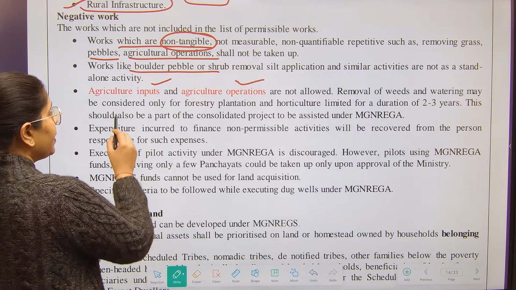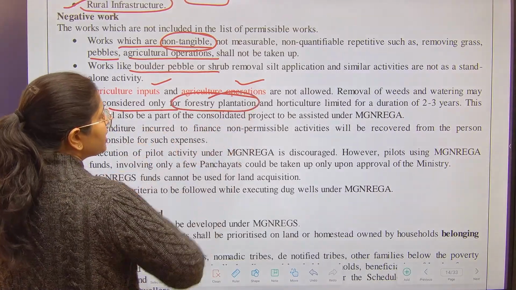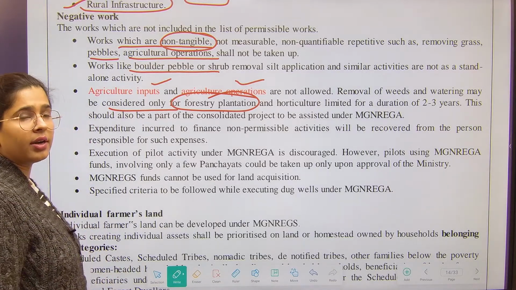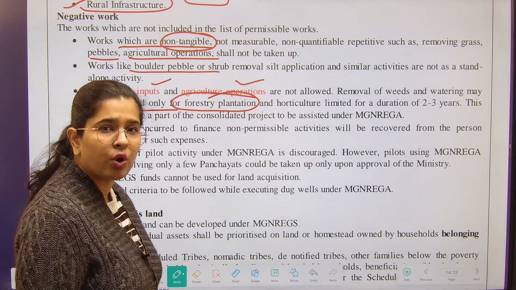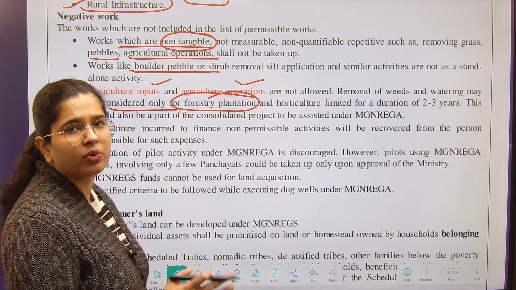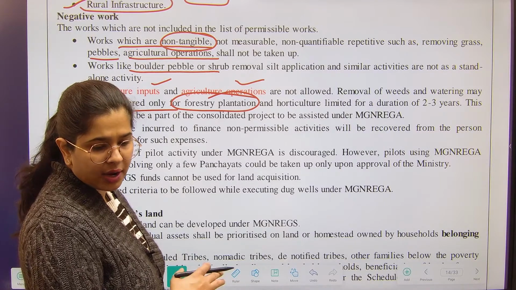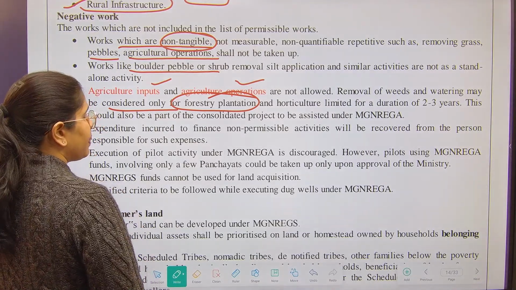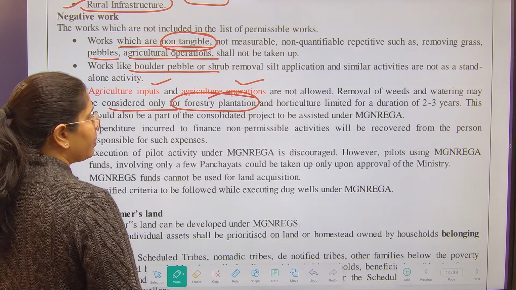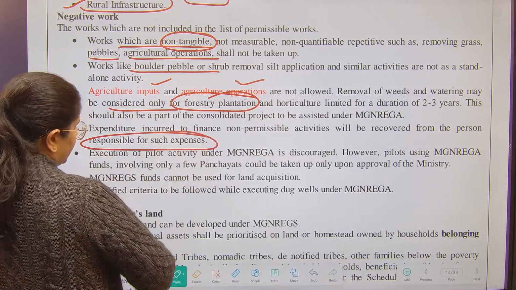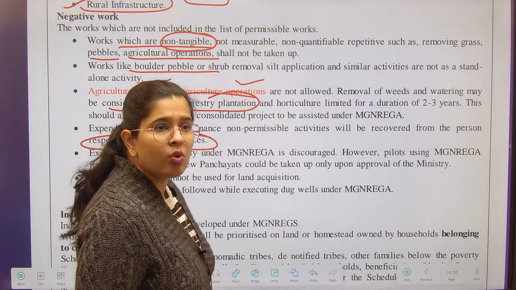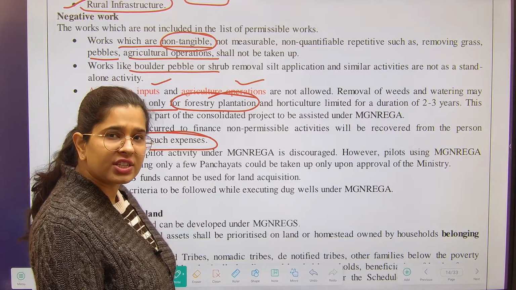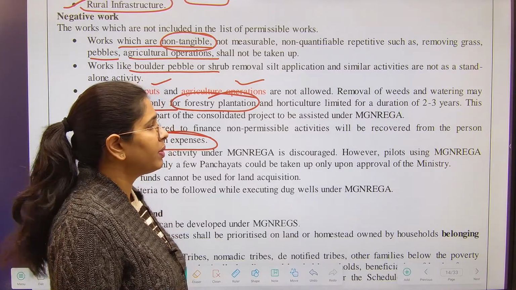Removal of weeds and watering may be considered, but only for forestry, plantations and horticulture, limited for a duration of 2-3 years only. That means removal of weeds and watering is important for forest growth also. So forestry and horticulture is allowed, but normal agricultural operations are not allowed. This should also be a part of a consolidated project to be assisted under MGNREGA. The expenditure incurred to finance a non-permissible activity will be recovered from the person responsible for such expense. So the responsible person who has given the direction to perform this particular activity, the cost of such kinds of activity which are in the negative list will be recovered from that person.